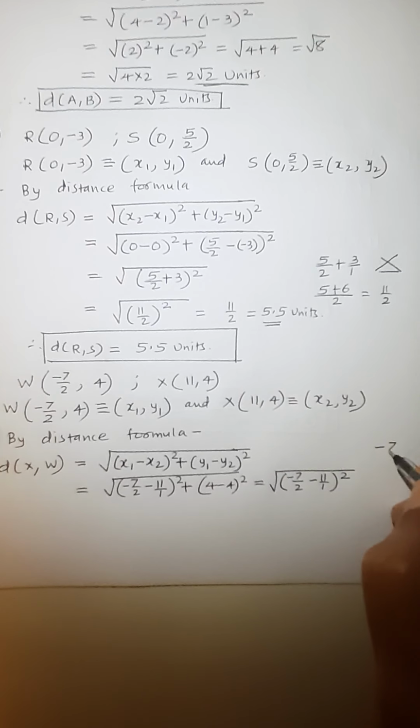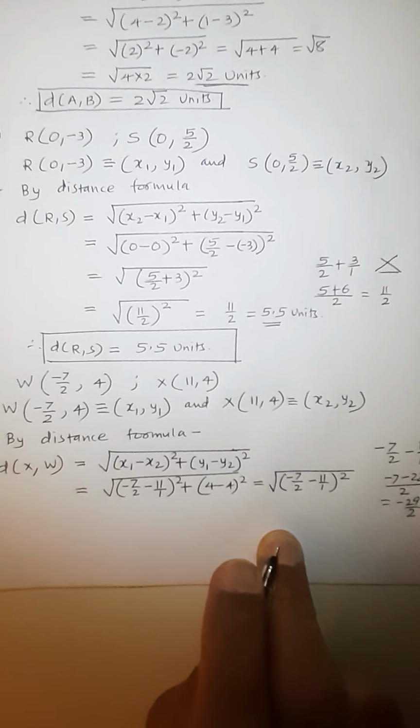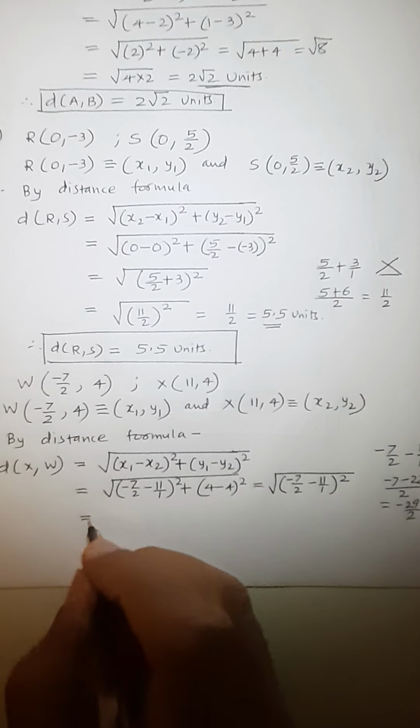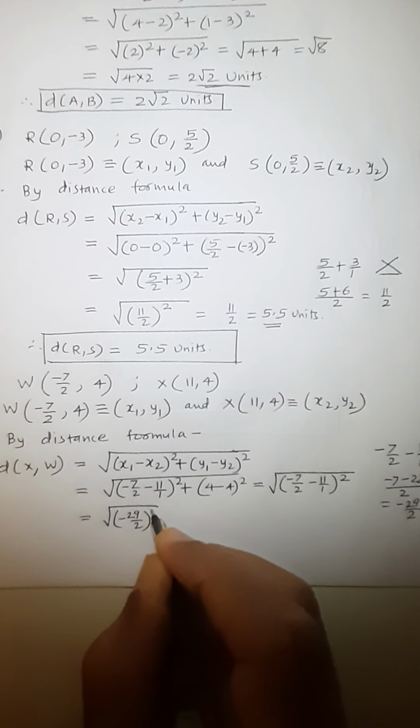Now how will you solve minus 7 by 2 minus 11 by 1? So as we have done here, cross multiply. Minus 7 into 1 is minus 7. Minus 11 into 2 is minus 22 upon 2 ones are 2. So it will be minus 29 upon 2. Okay, minus 29 upon 2. So we write which is equal to minus 29 upon 2 the whole square.